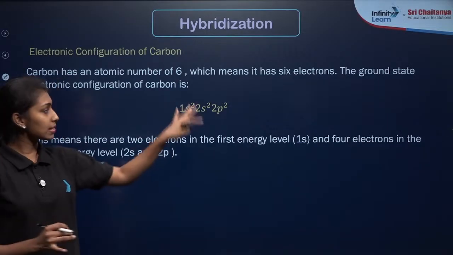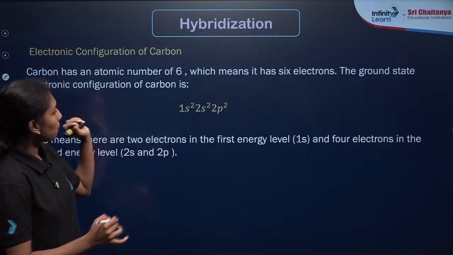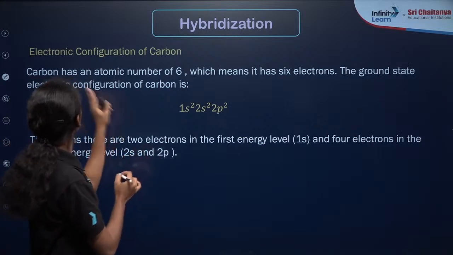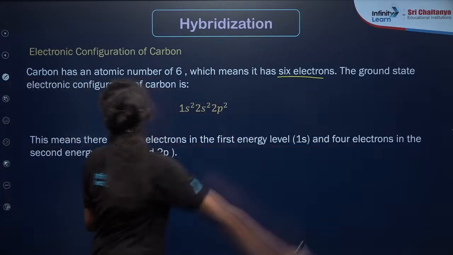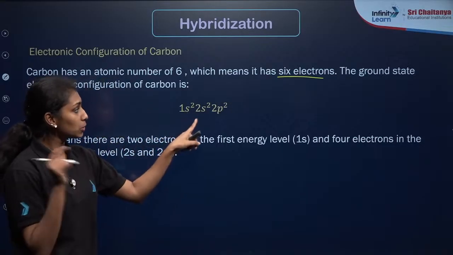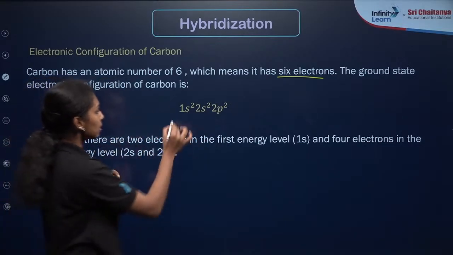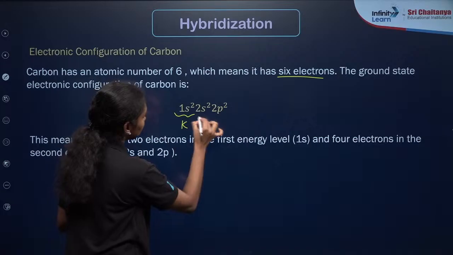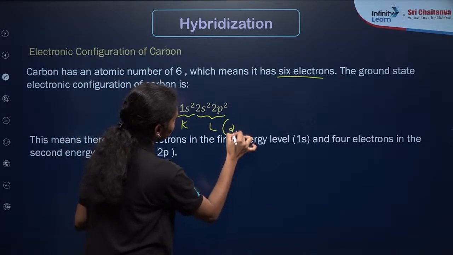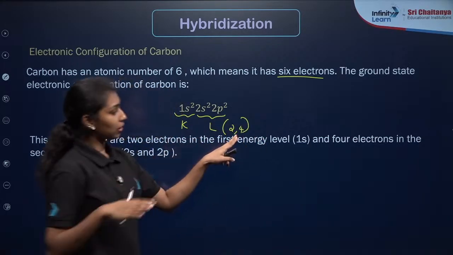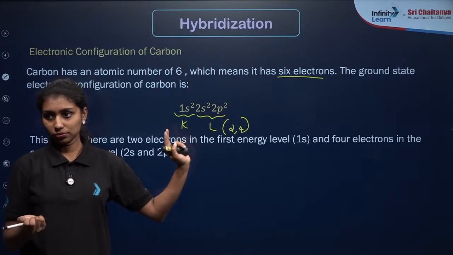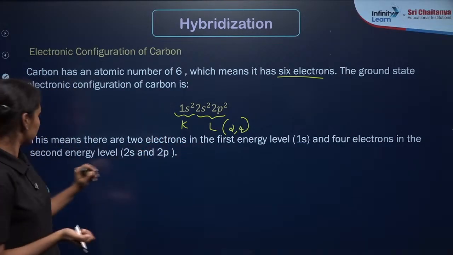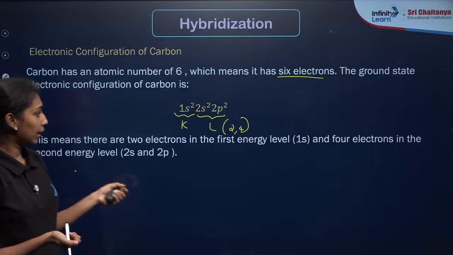So again here we are discussing the electronic configuration of carbon. I have already mentioned it has 6 electrons, right? So the ground state electronic configuration of carbon is 1s2, 2s2, 2p2. 1s is in the K shell, and this is in the L shell. So in total it will be 2, 4, right? 2, 4 means 6 electrons, and 4 will be the valency. Clear?